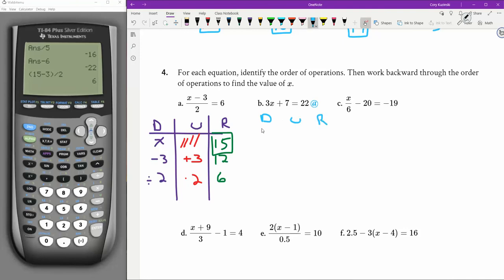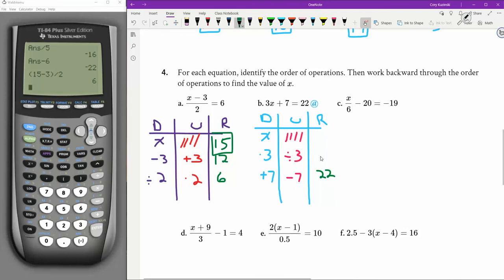D-U-R, dir table. All right, what's being done to x? It's being multiplied by 3 and having 7 added to it. The end result is 22. To undo these things, we're going to subtract 7 and divide by 3. Just a two-step equation here.